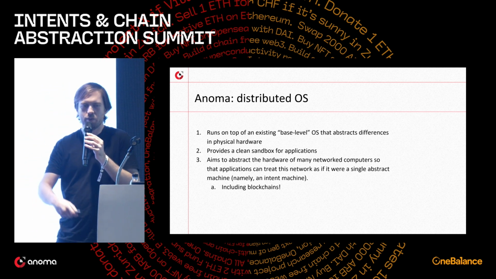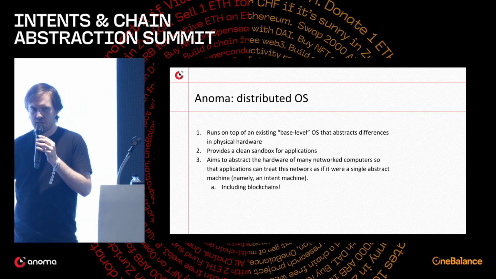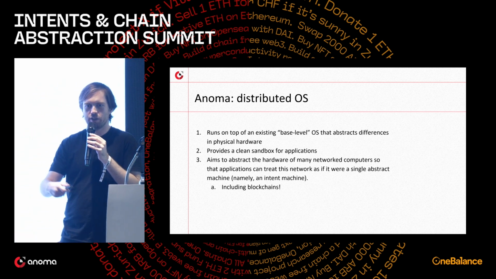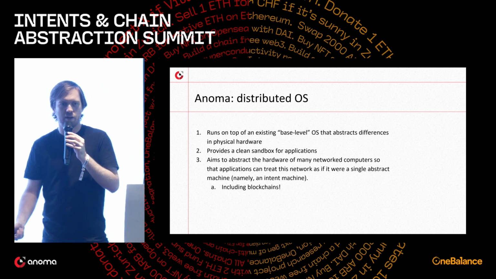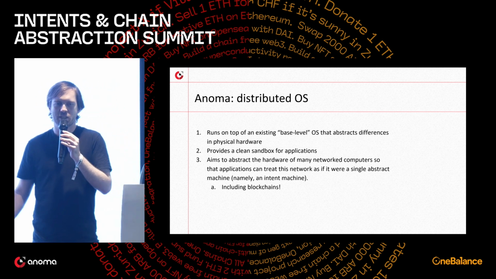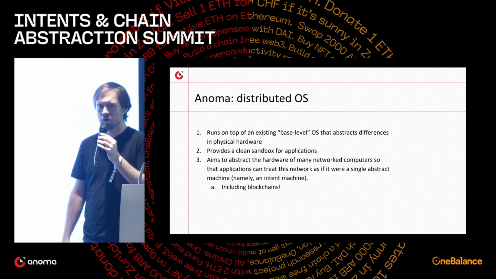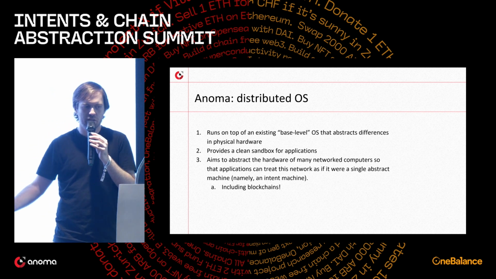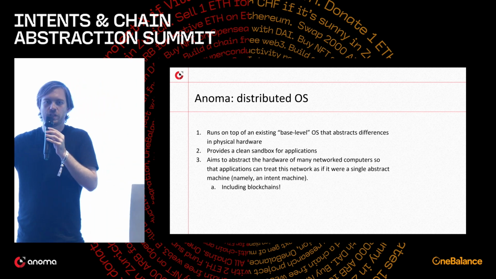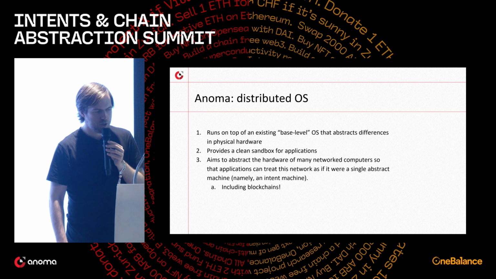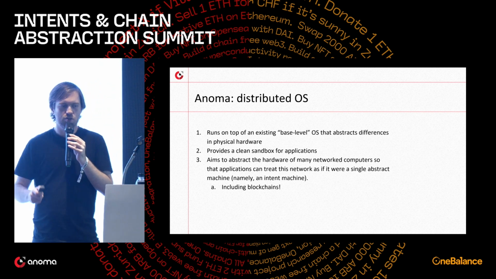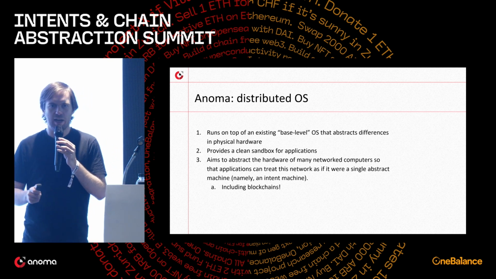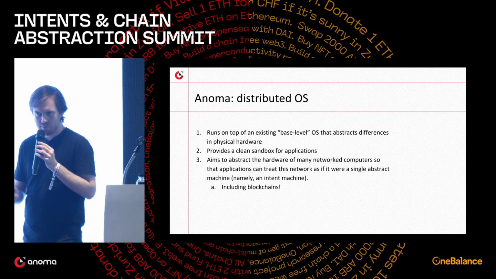As opposed to a web browser, which you may think of as having to do with the web, and it does, but a web browser is still abstracting the hardware of one machine. You run your web browser on your laptop, it abstracts the storage into local storage, it abstracts the compute into WebAssembly, web workers, or things like this, right? It's abstracting the hardware of one machine. And it doesn't deal with any of the complexity of dealing with interlinked computers. All of that complexity is actually foisted on the web applications. So Anoma aims to abstract this distributed network of many computers so that applications can treat this network as if it were a single abstract machine, in particular an intent machine.